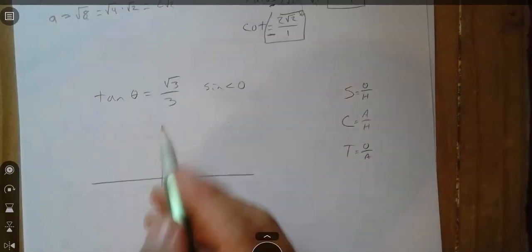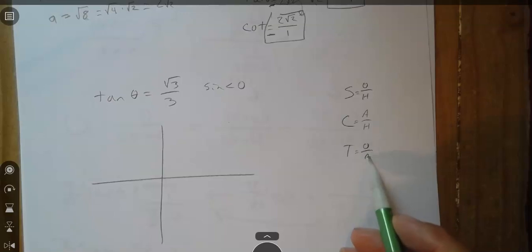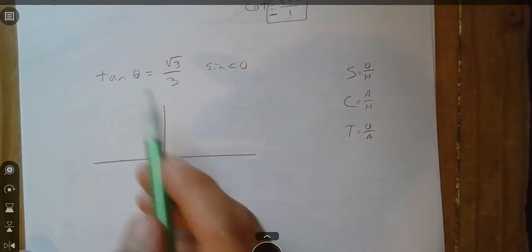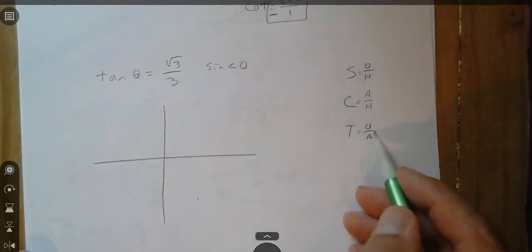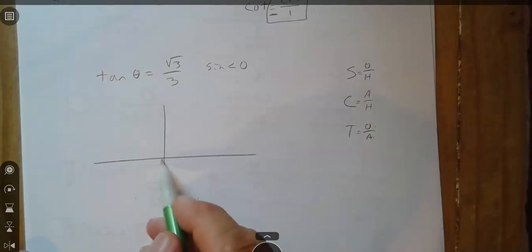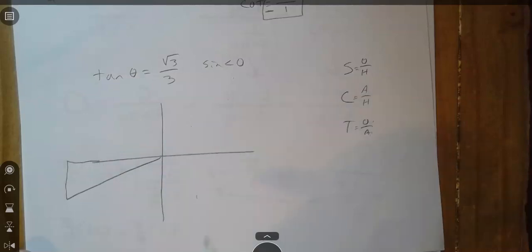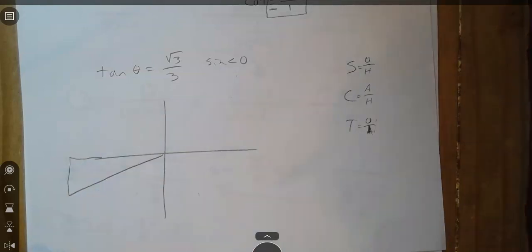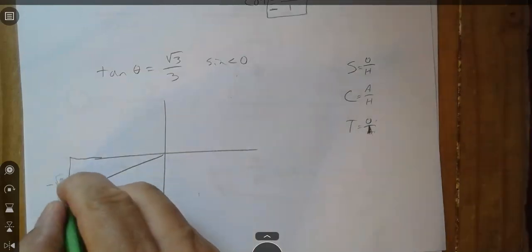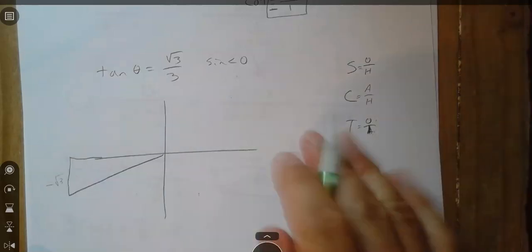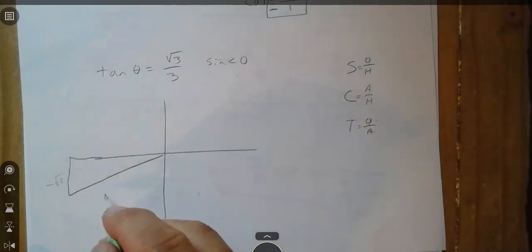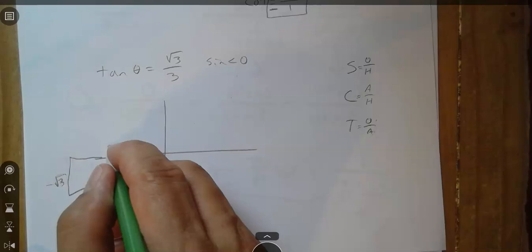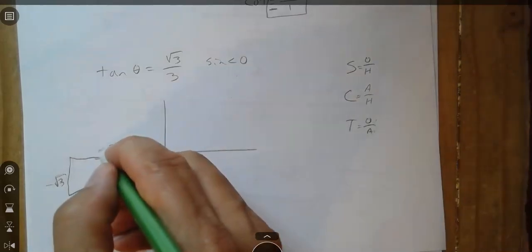Okay, so then here my tangent opposite over adjacent, and my sine is negative. So that means I'm going to be down here, and since my tangent is positive, that means these both have to be negative for my tangent to be positive. So I'm going to be here in my third quadrant. Here then my opposite, which is my y value, is going to have to be negative root 3. And then my adjacent is going to be negative 3.